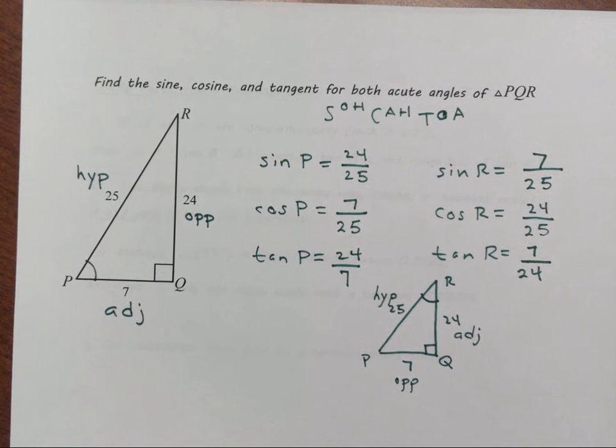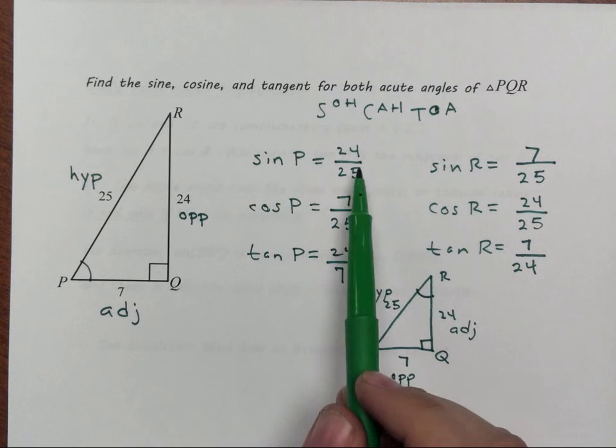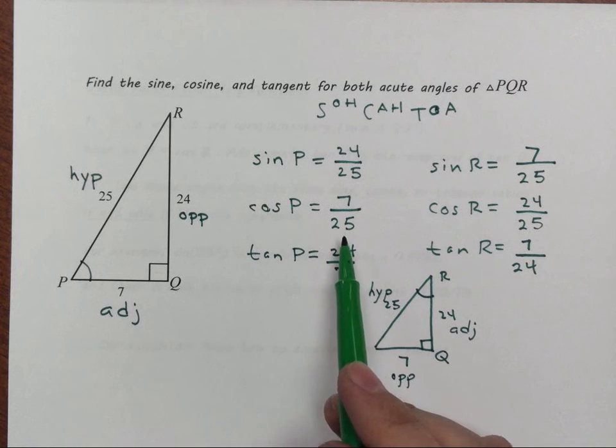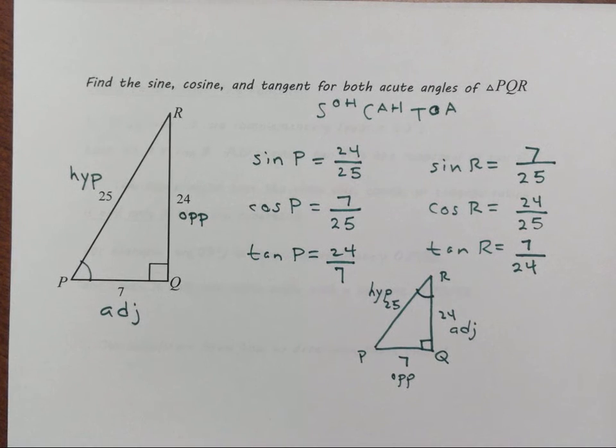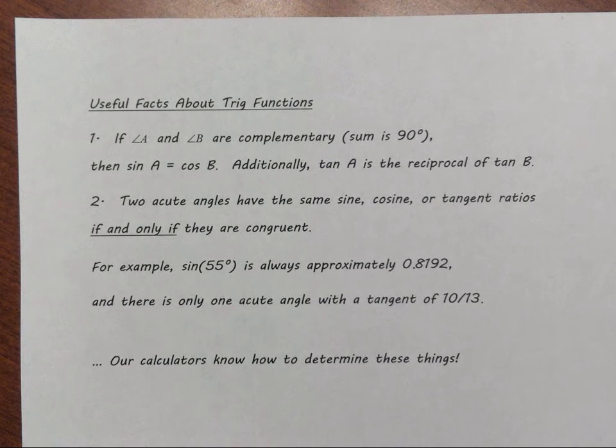Again, this is a very useful piece of information. But what's more, the fact that I know that the sine of P is 24 over 25, the cosine of P is 7 over 25, the tangent of P is 24 over 7, that itself will be useful. Here are some useful facts about trig functions, and this will be the basis of what we use trig for. If angles A and B are complementary, which again means their sum is 90, then the sine of A is the cosine of B. Additionally, the tangent of A will be the reciprocal of the tangent of B. These are useful facts. They can come up sometimes. It's more worth pointing them out than something to be remembered.